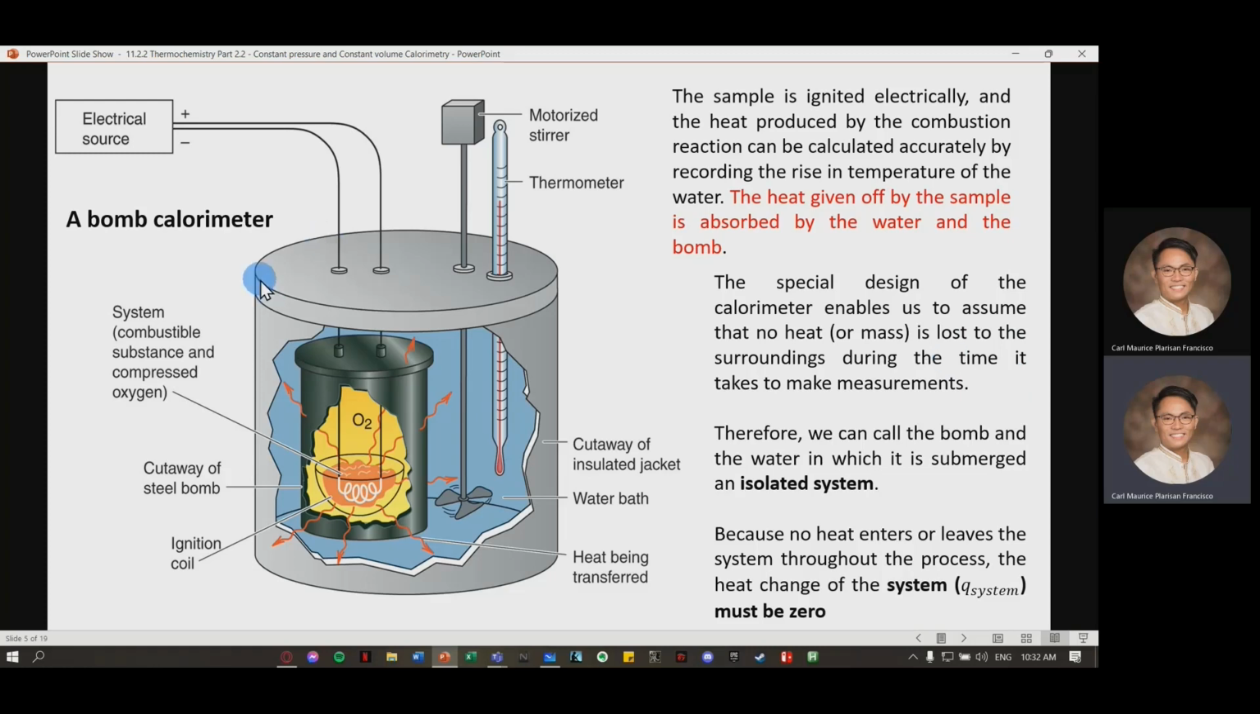Dahil po sa design or sa pagkakagawa or sa special design ng calorimeter na ito, we assume that there is no heat or mass lost to the surrounding.